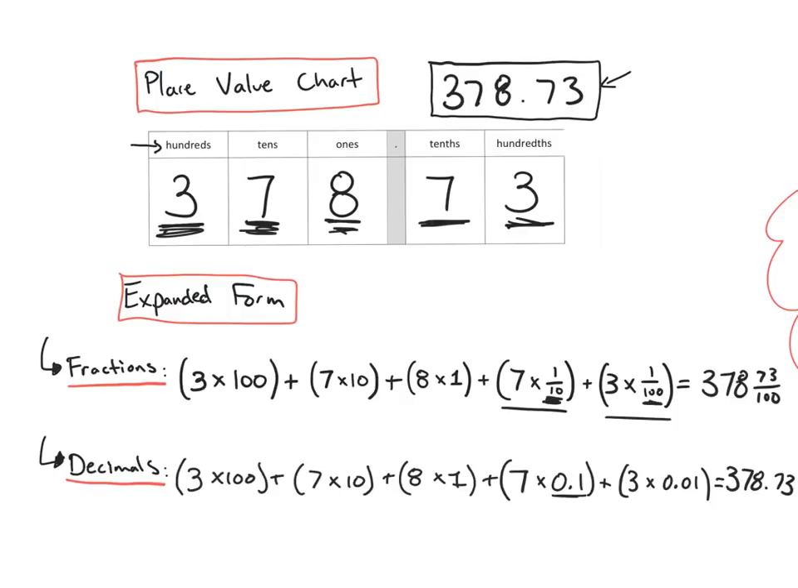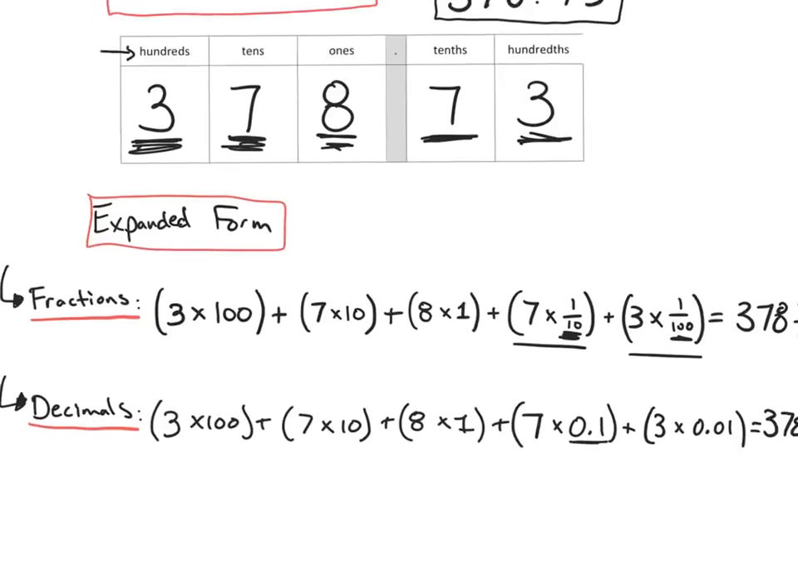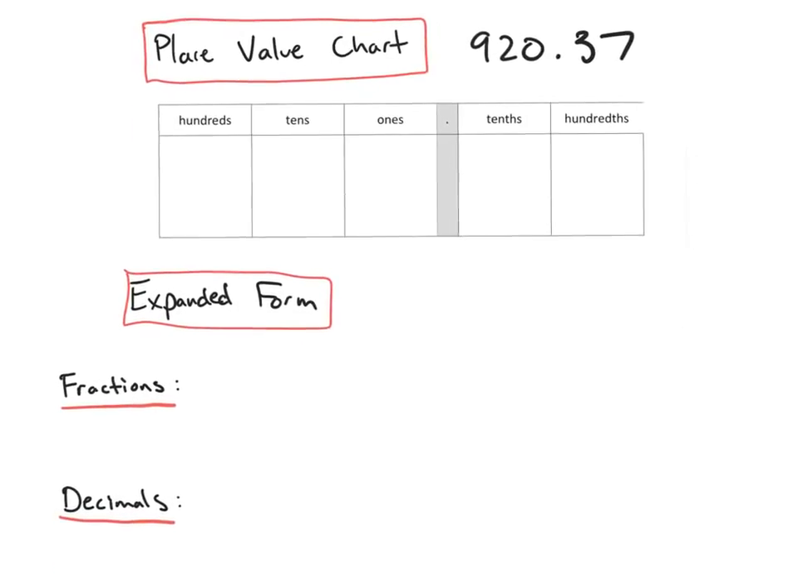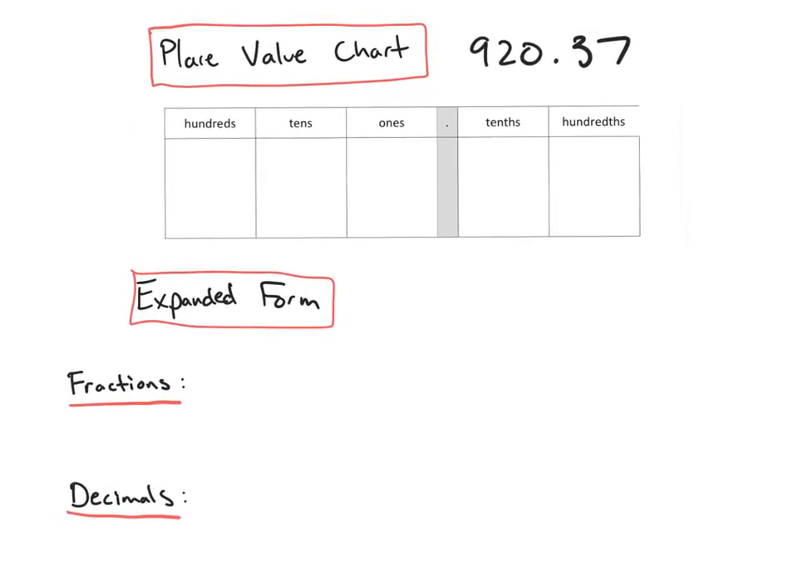And this is all just going to help us understand the different values of each of the digits in this number. So we're going to take a look at just one more example here to really make sure that we are understanding the concept. And this time I'm going to be looking at the number 920 and 37 hundredths.